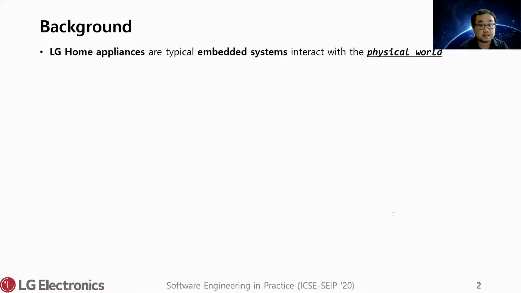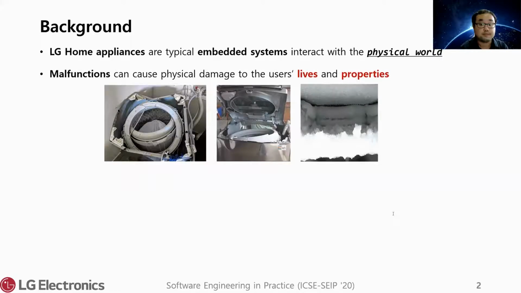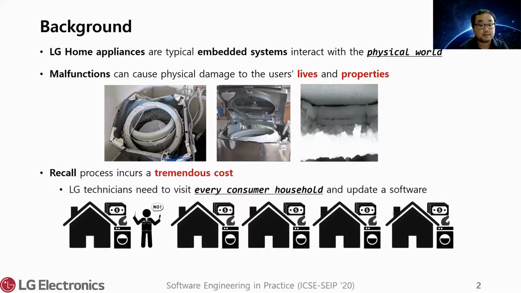Edge home appliances are typical embedded systems which interact with the physical world. Any malfunction can cause physical damage to the user's lives and properties. Any recovery process incurs a tremendous cost because our technicians need to visit every household and update the software. To minimize the potential failure, we perform requirement-based testing as a major software verification method.